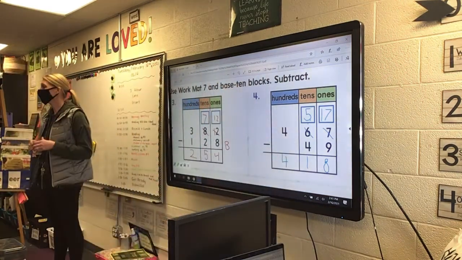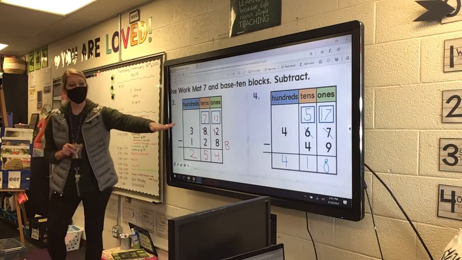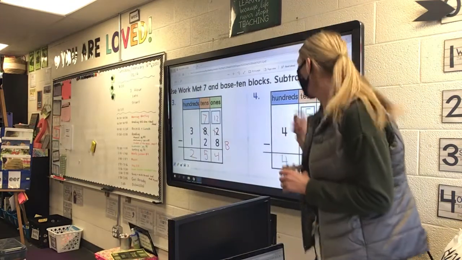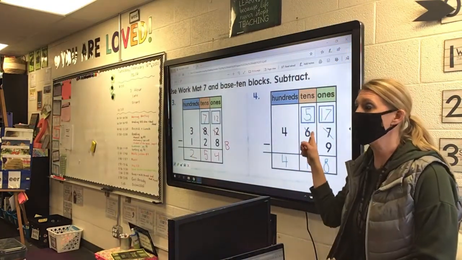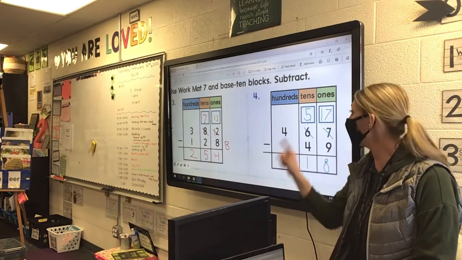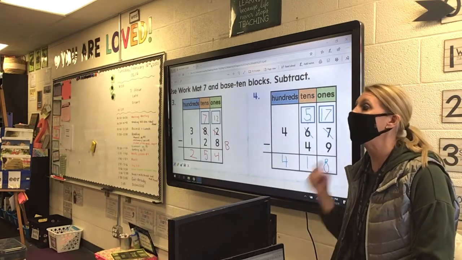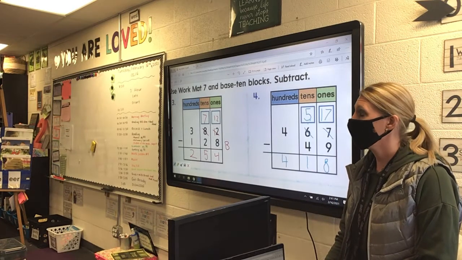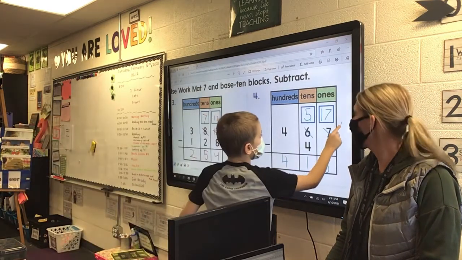John, look up at your face. 418. Mrs. Murphy must see this work. If I don't see this work, guys, I will circle it and then you will have to fix it. You need to show me that you're borrowing and regrouping. I need to know that you understand that. Okay, you need to quickly write.